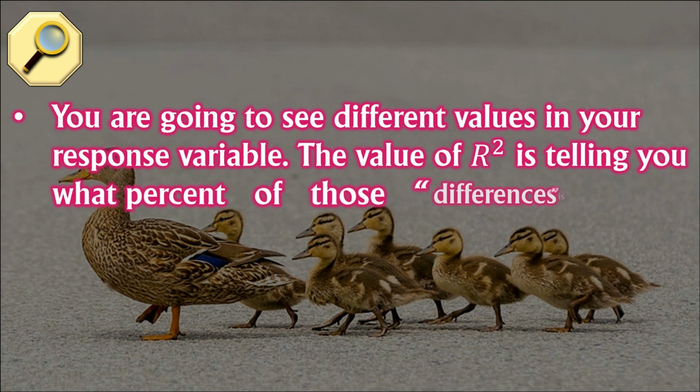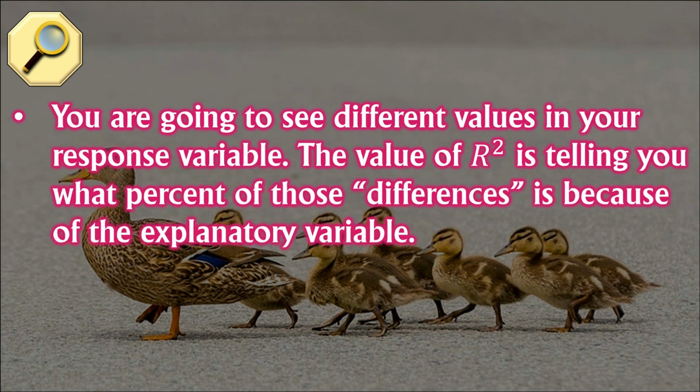But here's a really useful way that I find to think about it and interpret it. You're going to see different values in your response variable. That's just how it is. The chances of each of you getting exactly the same distance from the donkey's tail spot are infinitesimally small. There's going to be different values. The value of r squared is telling you what percent of those differences is because of the explanatory variable. You've got some differences in the outputs in your response variable. That's just going to be that way. But how much of those differences are just because that's the way the world works, and what percent of those is because the explanatory variable is changing?